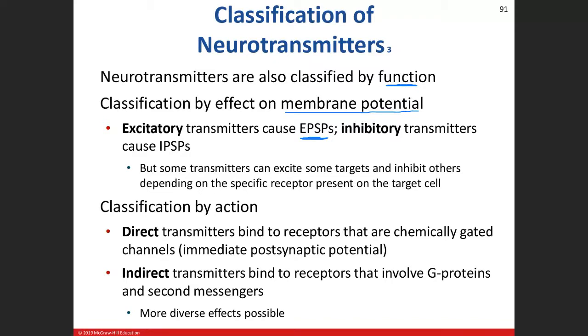Now, when we talk about how to classify them by their action, there's two types. They're direct and indirect. When we talk about direct, this is what we saw with the action of IPSPs and EPSPs. We release the neurotransmitter, it binds to a receptor, and that receptor then opens up that chemically gated channel. That's direct. Indirect involves secondary messengers. Now, I could go on for a while about secondary messengers, but I won't, because you will learn about that in much more detail in Chapter 17 when you're talking about hormones.